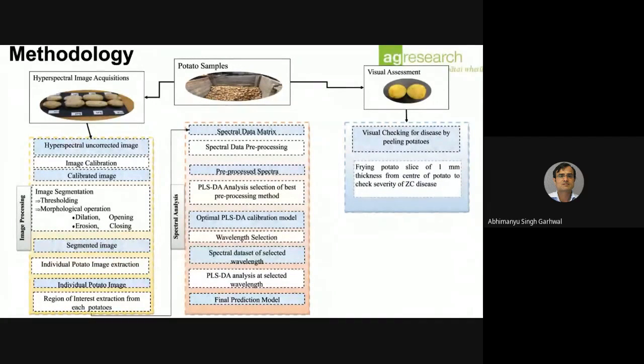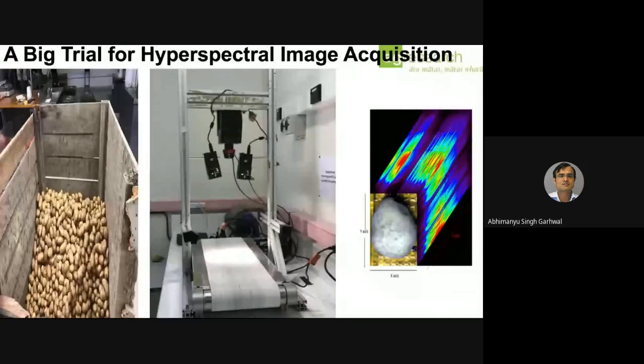And then we did another validation test, whether it is diseased or healthy. So we cut it down and then we see, oh, this is healthy. That's the first validation, visual checking of our diseased potato. And the second validation, we cut it down into chips, and then we fried them, to see whether they are really diseased or not. So that's the methodology. That's the big trial.